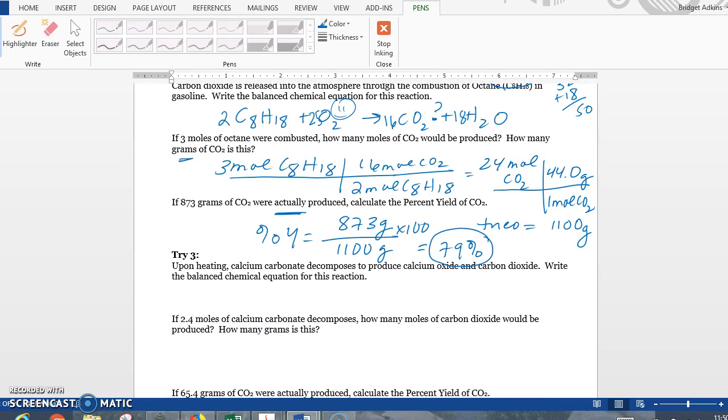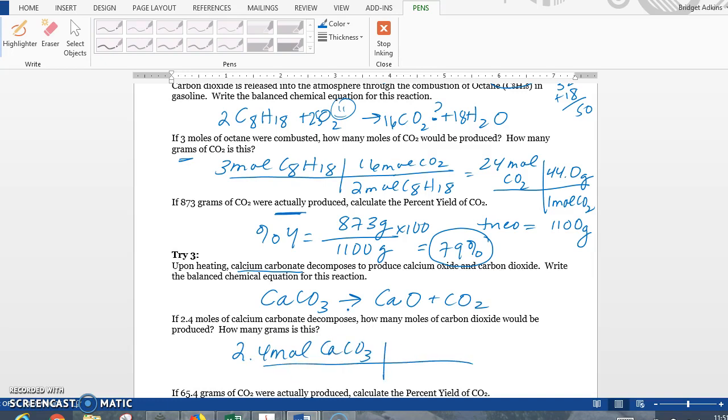All right, and this last one, we've got a decomposition reaction. So calcium carbonate, CaCO3, tells you it breaks down into calcium oxide, so Ca2+ plus O2- makes CaO, and carbon dioxide. If 2.4 moles decomposes, so we don't have to worry about limiting, well, kind of do. CaCO3 is the only reactant, so it's going to limit. How many moles of carbon dioxide would be produced, and how many grams is this? How about we just go all the way to grams?